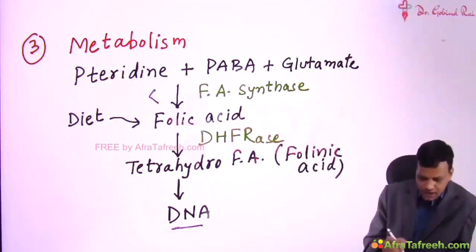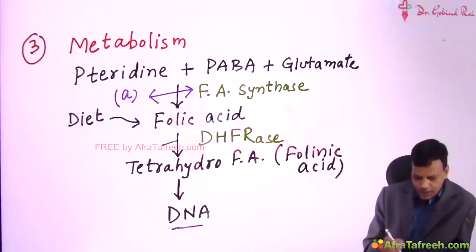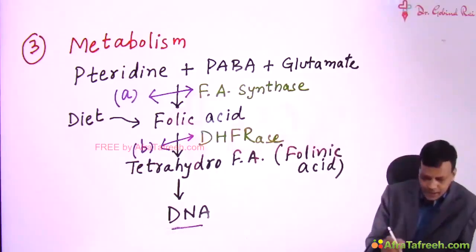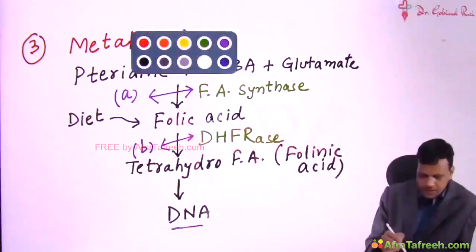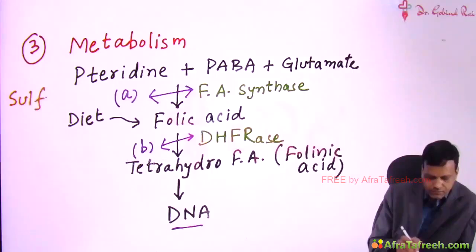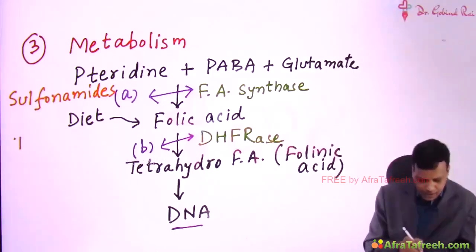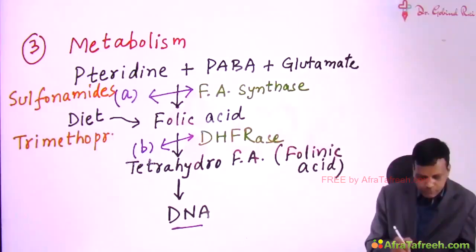And the options we have are: number one, a drug which can inhibit the folic acid synthase enzyme. Number two, we can inhibit the dihydrofolic acid reductase enzyme. The drugs inhibiting the first enzyme, that means folic acid synthase inhibitors, are sulfonamides. Whereas drugs inhibiting the second enzyme are trimethoprim and pyrimethamine.